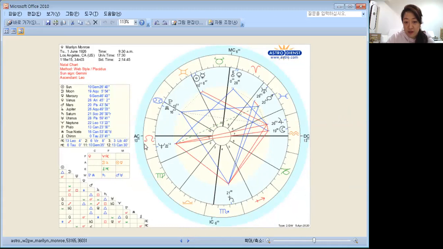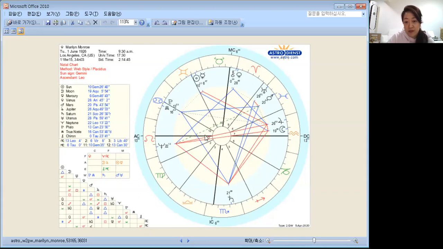Actually, the sign here is not Aries. Her first house, the sign here is Leo. This little symbol here is Leo. So when Marilyn Monroe was born, this is your ascendant, the rising. Her rising sign was Leo. The moment she was born, this was what was affecting her the most. This is her rising ascendant sign. So she's a Leo rising.